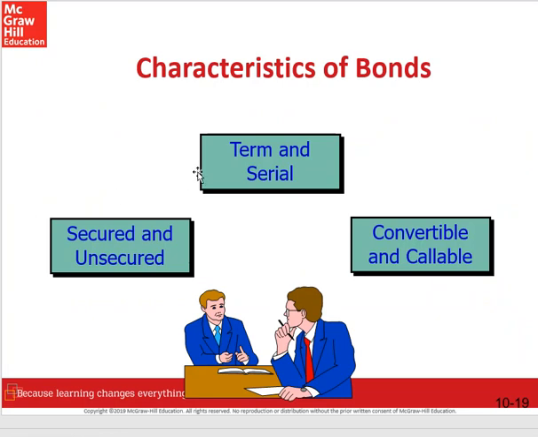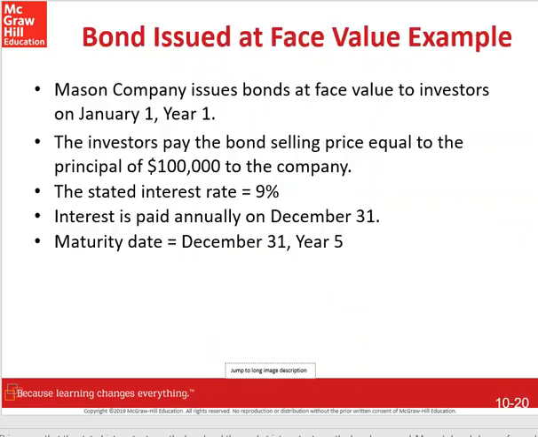Things to read about in your book, I'm not going to go over them in detail here, is secured versus unsecured, meaning is it collateralized? Is it secured by an asset? Term versus serial, and convertible versus callable. That's all just some basic terminology. I'll let you read in your textbook. Let's get to the example.